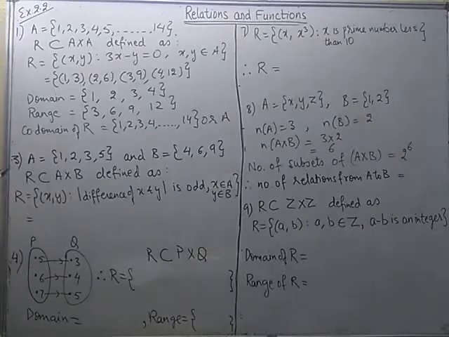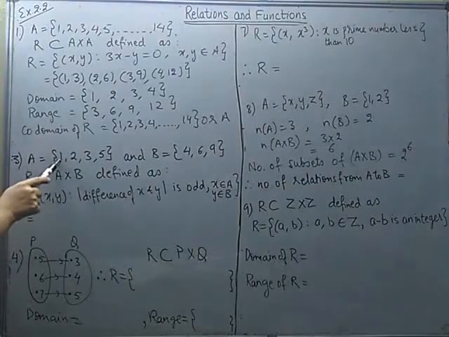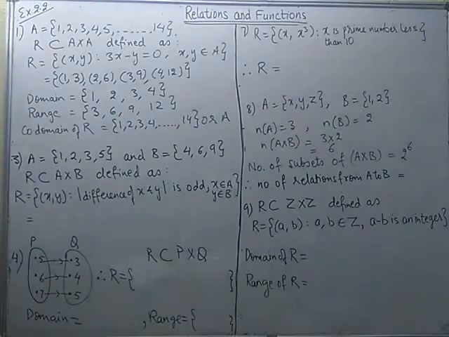Moving on to the third one, where A is given to be having values 1, 2, 3, 4. These are the elements of A. B is having elements 4, 6, 9. And R is a relation defined from A to B.